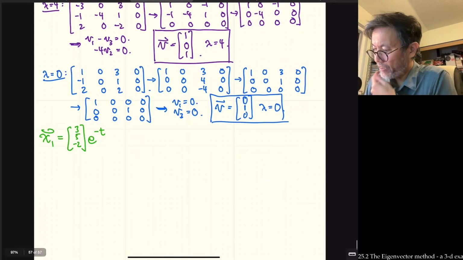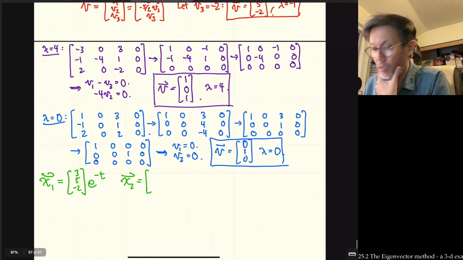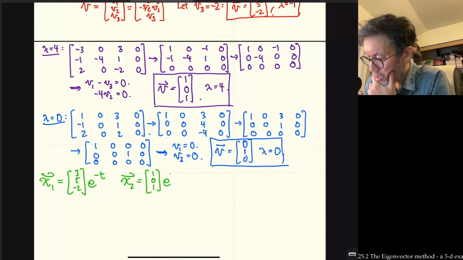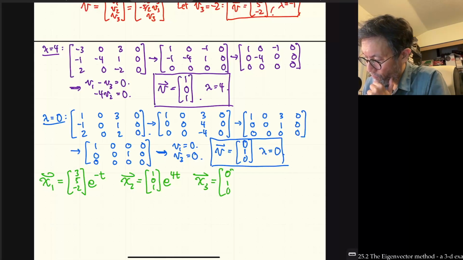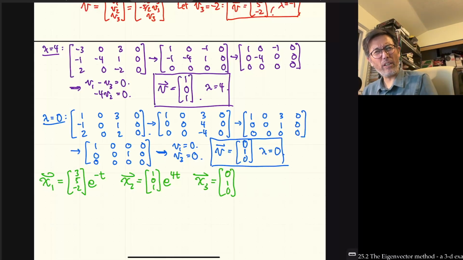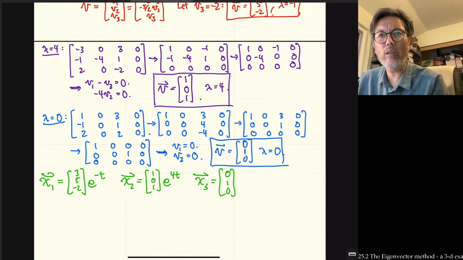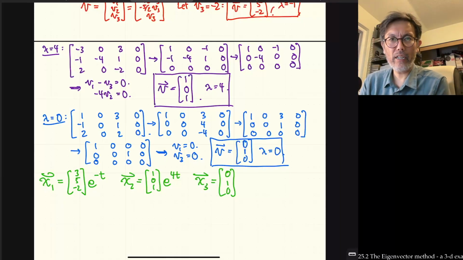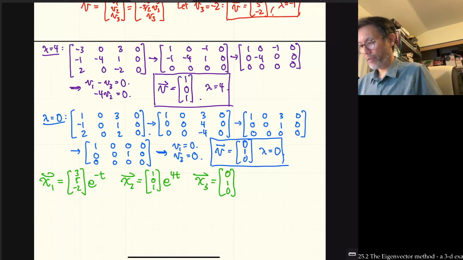Okay. x2 is going to be, looking now at my purple eigenvector, 1, 0, 1 times e to the lambda t, that's e to the 4t. And finally, my x sub 3 is going to be 0, 1, 0 times e to the 0t, which is interesting. E to the 0t is e to the 0. Anything to the 0 is 1. Okay? So this is the solution. It's a constant vector. Okay, cool.